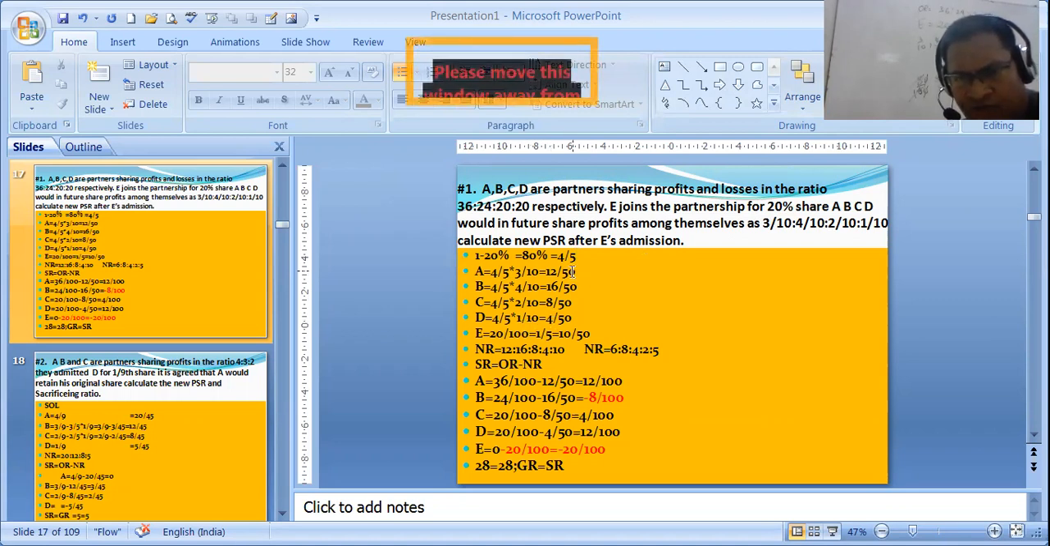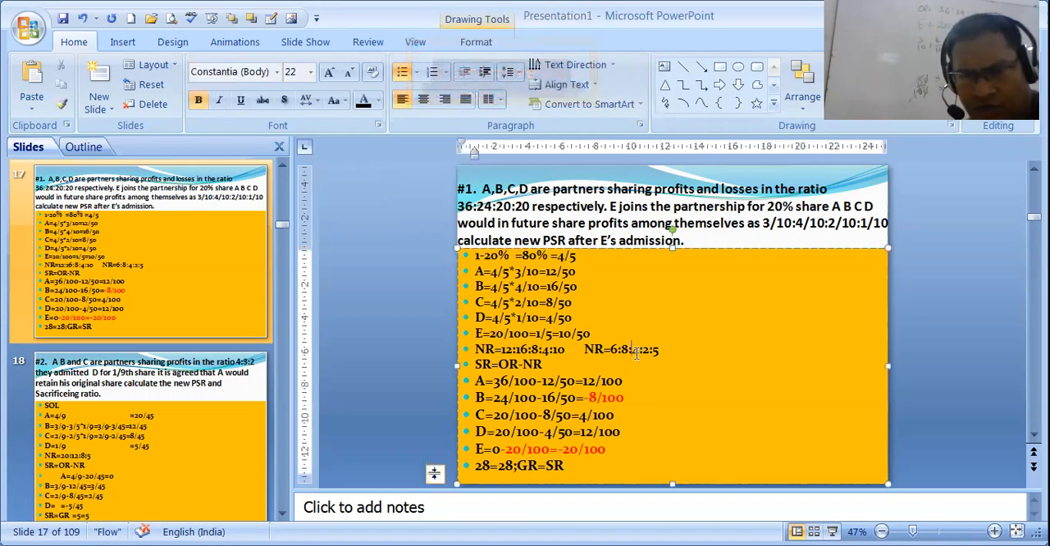I have got 50 as a denominator for all the cases, and E was coming for 20 by 100. You can say 1 by 5, or you can say 10 by 50, making the same denominator. So our new ratio is becoming 12 is to 16 is to 8 is to 4 is to 10, which is nothing but the simple ratio 6 is to 8 is to 4 is to 2 is to 5. We are dividing each part by 2. So 6 is to 8 is to 4 is to 2 is to 5 is the new ratio.